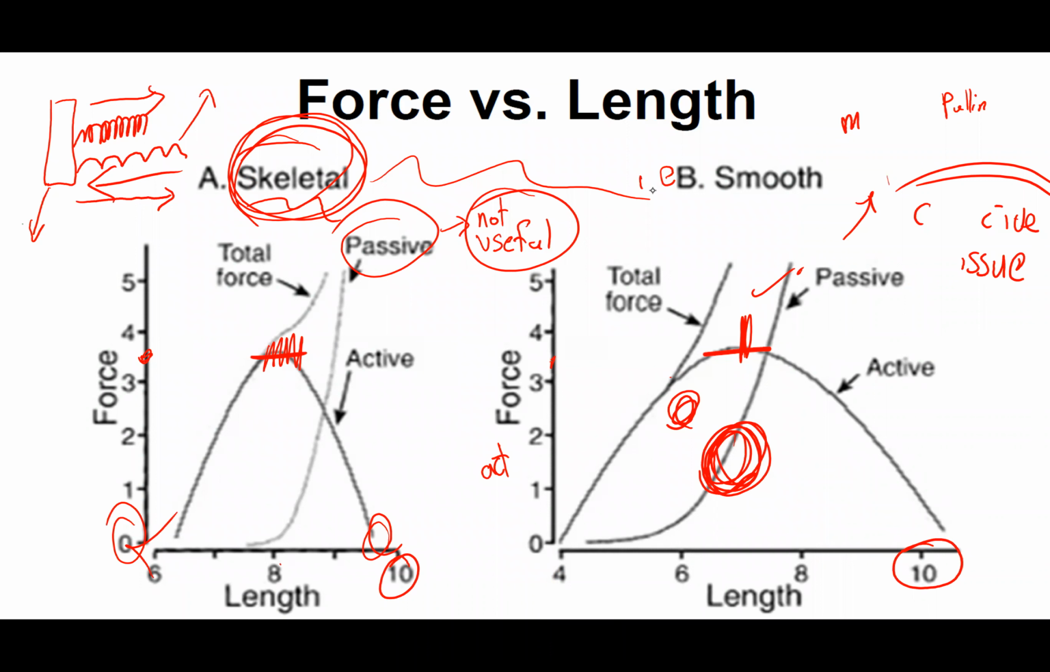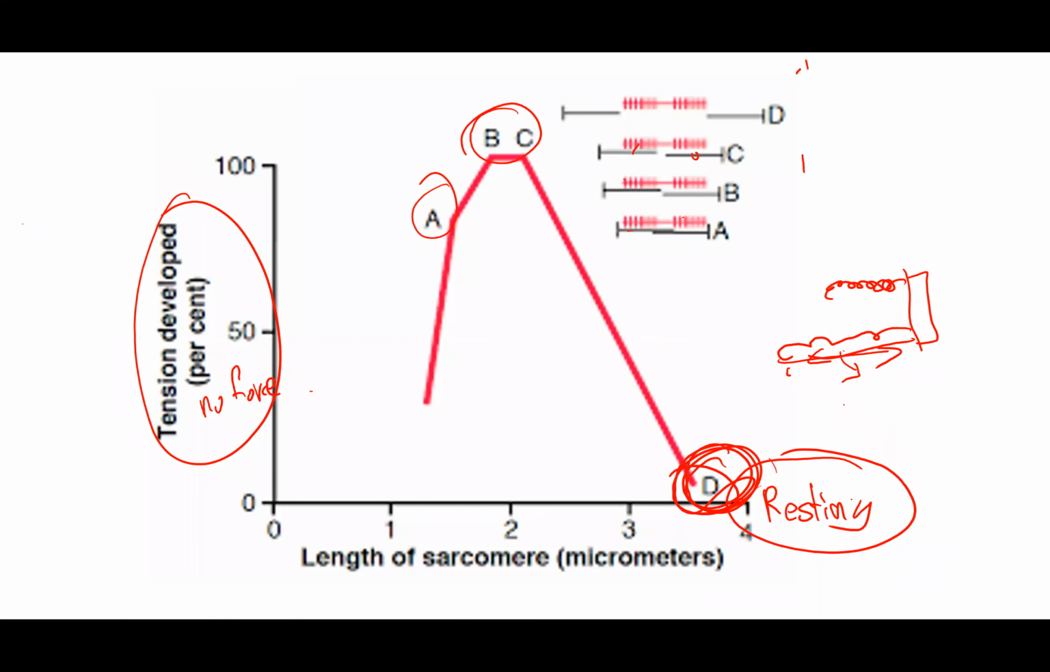Yeah, active is useful because it's what you need. The muscle contracts for it to work. Passive is not very useful because it's like a spring. When you pull the spring this way, it wants to go back. That's all that means.